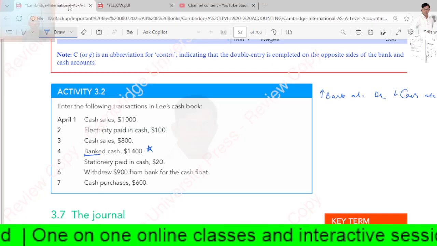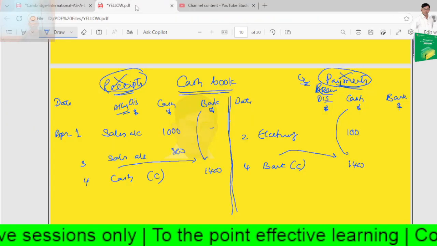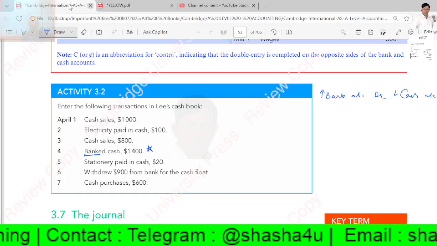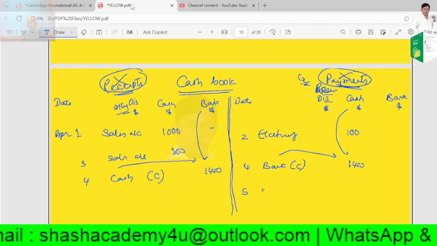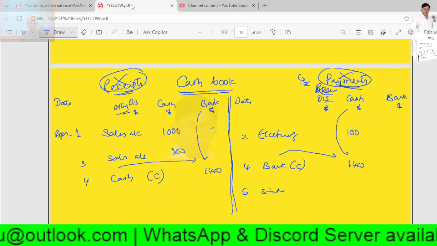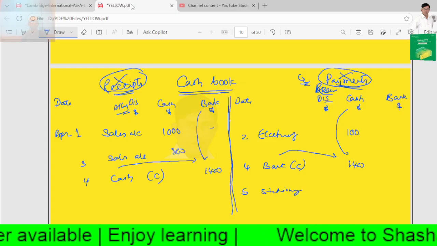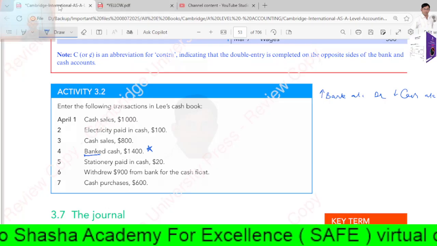Then stationery paid in cash. Stationery paid in cash means you are making the payment for stationery. What date? It is on 5th. Stationery. How much? 20. So 20.